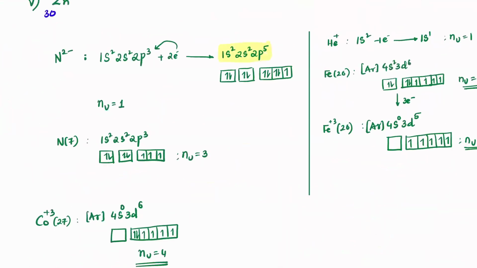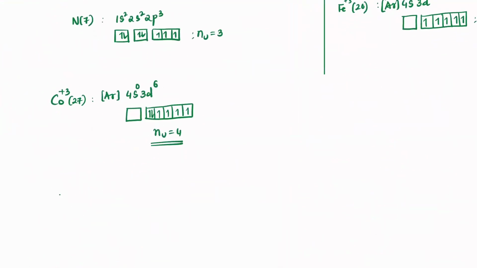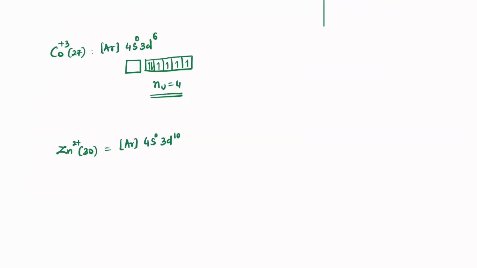Okay. And lastly, zinc. If you notice zinc 2 plus, zinc is supposed to have 30 electrons and protons with the configuration of argon 4s0 and 3d10, right? Because the 4s electrons have gone. Therefore, in the case of 3d, we have to distribute 10 electrons: 1, 2, 3, 4, 5, 6, 7, 8, 9, 10. So the number of unpaired electrons is 0.